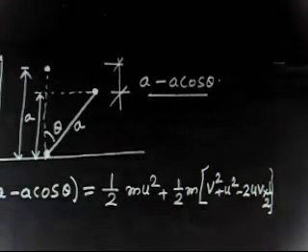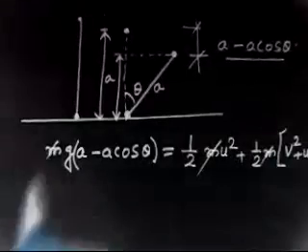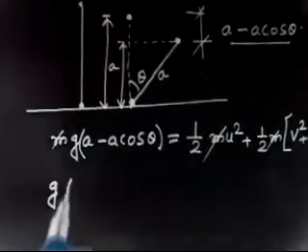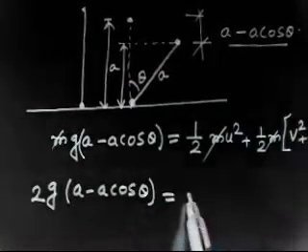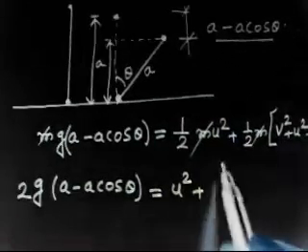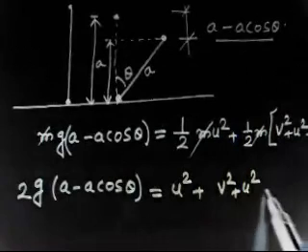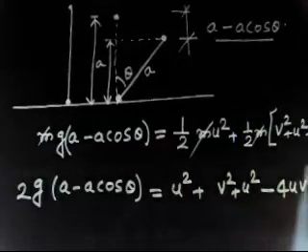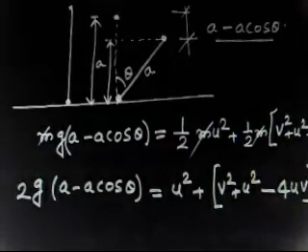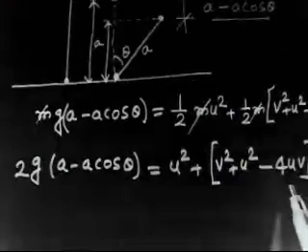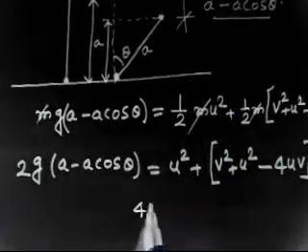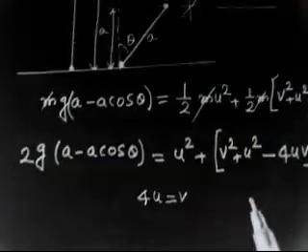Are you getting? So what you will have? m goes out throughout. So g into (A minus A cos theta), multiplying 2 on this side, you will have u square plus v square plus u square minus 2 into 2, 4uv. Now I have to find u. So let us say you have one equation here, the relationship equation number 1, 4u is equal to v. So you can apply this one. So 4u is v. So I have to find u.